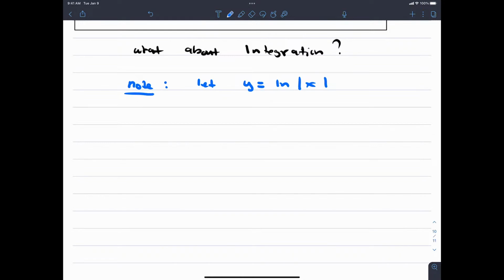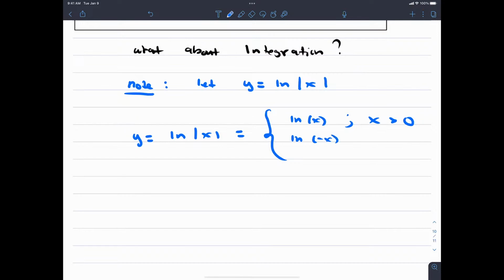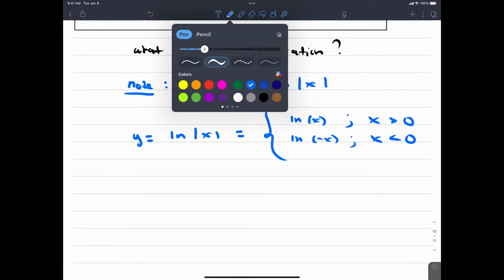If you remember how absolute value is defined, that's the natural log of x when x is greater than 0, and that's the natural log of minus x when x is less than 0. Now you might say, what happens when it equals 0? This function is not defined at 0.